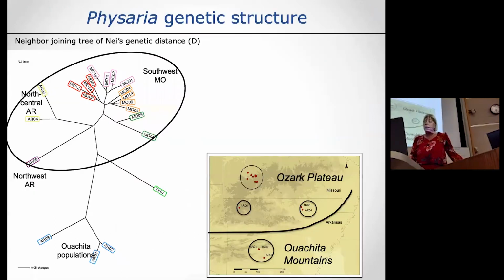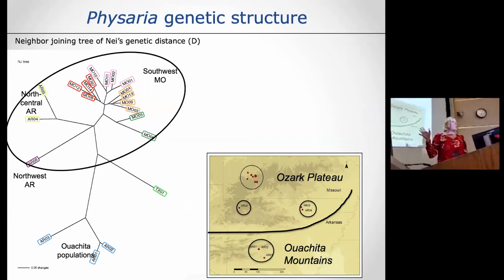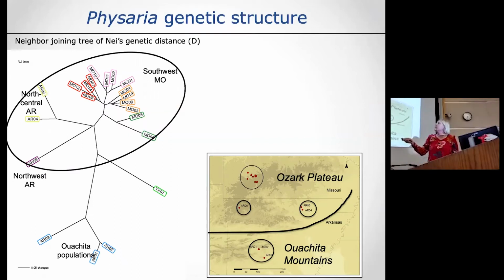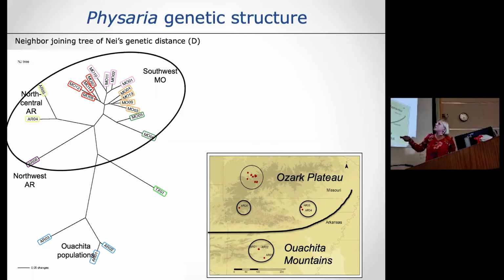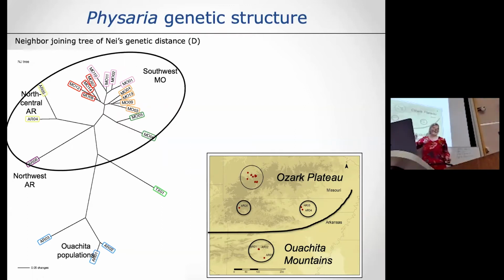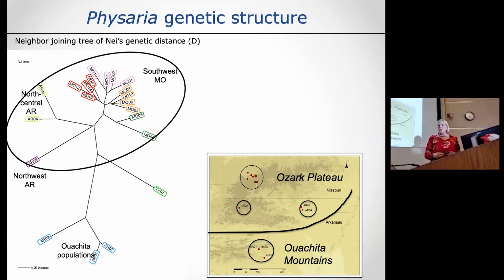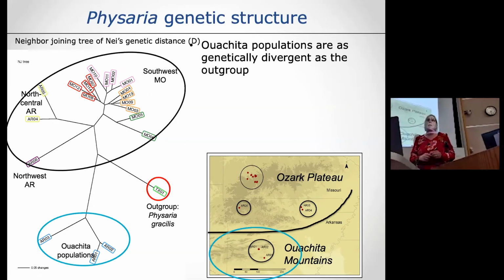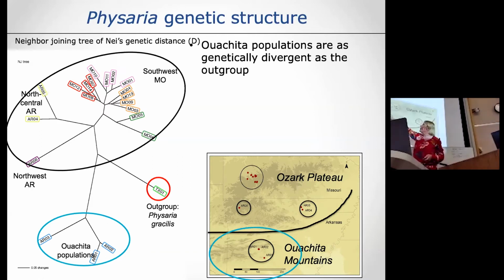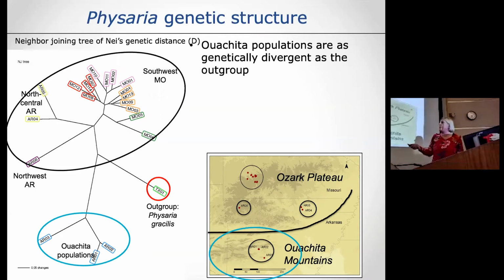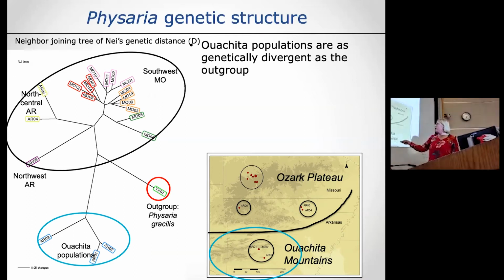And another thing that we found in this group, so this is once again a genetic distance tree like I showed you before. So each one of these little labels here represents a population. The branches show the differences among the populations. And what we found here is that all of the populations here, these ones in northwestern Arkansas, north central Arkansas, southwest Missouri, which all occur here, here, and here, are relatively genetically similar to each other. But we sampled an outgroup, which is here. This is Physaria gracilis, that's circled in red. And what we found is that the populations here in the Ouachita Mountains are as genetically different from the rest of Physaria filiformis as the outgroup.